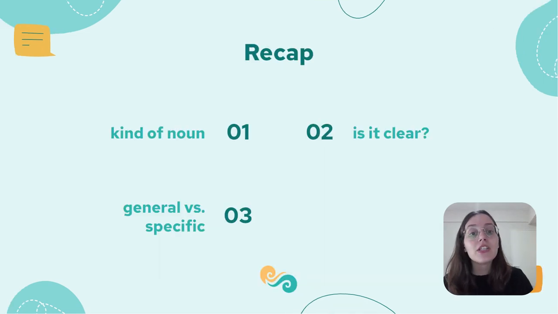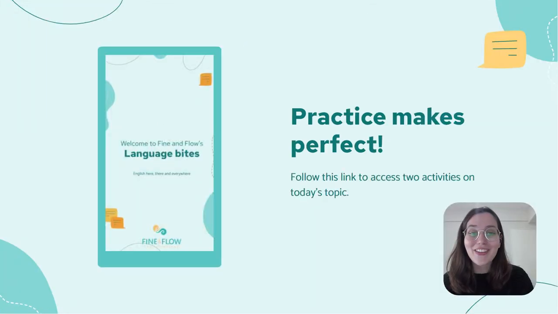So, we need to take a look at the kind of noun. Is it singular? Is it plural? Is it countable? Is it uncountable? Is it clear by the context or by the text to what I'm referring? And am I talking in a more general or specific manner? So, you know the drill.